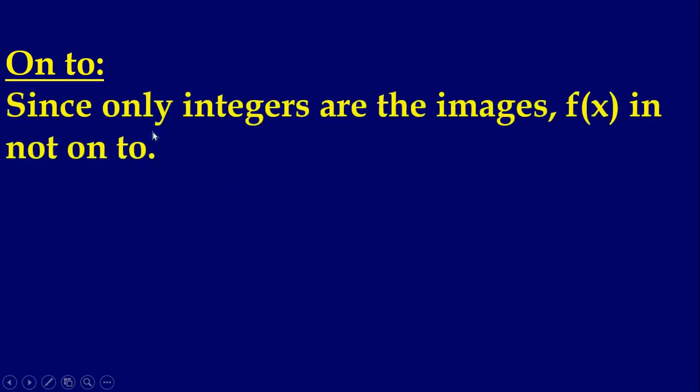Next we verify whether this function is an onto function. Since only integers are the images, f of x is not onto. Here the images are only integers and other numbers are not images. So therefore this function is not onto, since all the elements are not images. So this function is not an onto function.